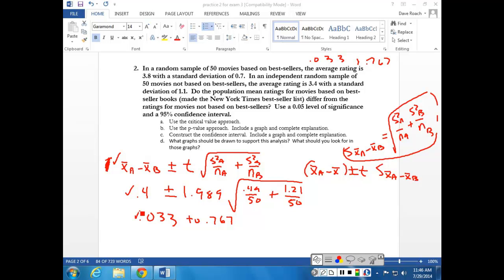And then also you would say in this that the interval does not include 0. Therefore, you conclude that there is a difference.